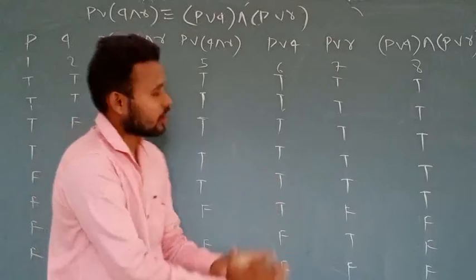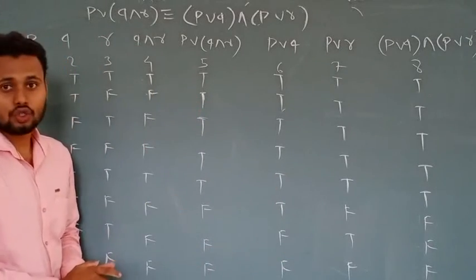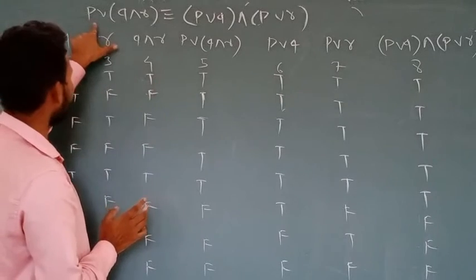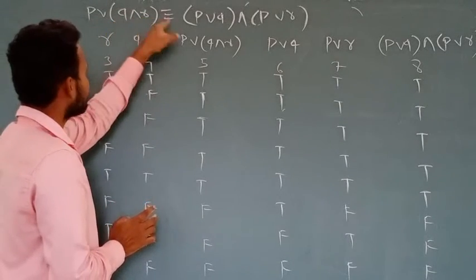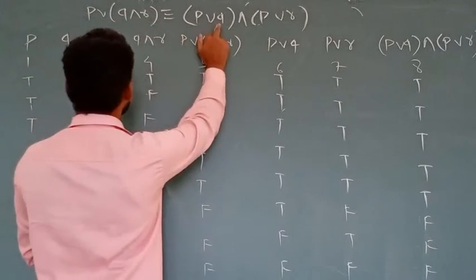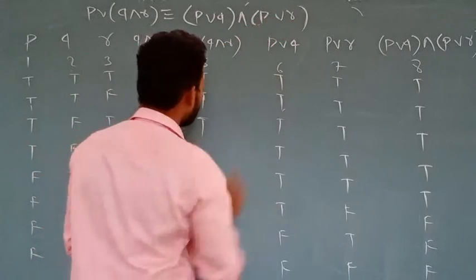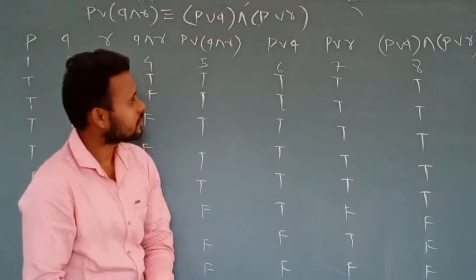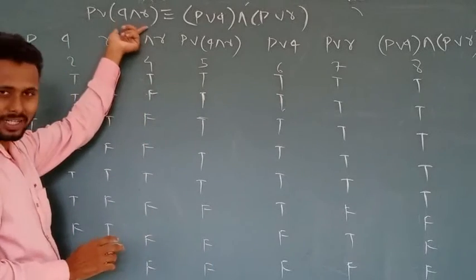Now, the question is: using a truth table, verify the following. Verify that (P ∨ (Q ∧ R)) is equivalent to ((P ∨ Q) ∧ (P ∨ R)). We have to show that these two statement patterns are equivalent. Let's recall the definition of two equivalent statements.